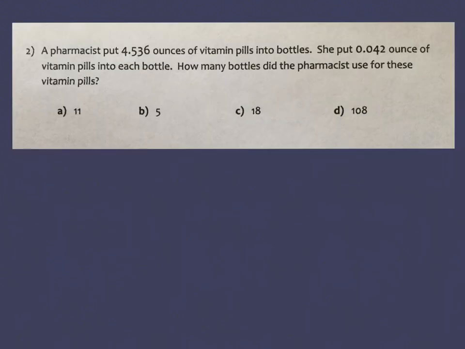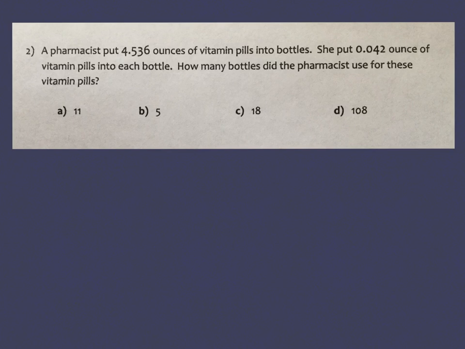In our next problem, a pharmacist put 4.536 ounces of vitamin pills into bottles. She put 0.042 ounce of vitamin pills into each bottle. How many bottles did the pharmacist use for these vitamin pills?